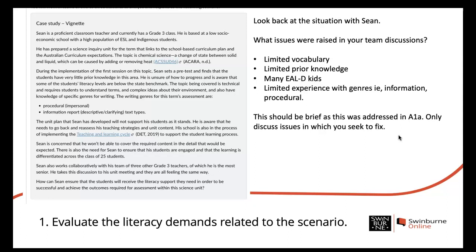So we wouldn't want to use 2.5 minutes of a 3-minute presentation talking about this point 1, your literacy demands related to the scenario. Let's make it the shortest part of the two elements we have to cover. Let's make this the shorter part. Really just set the scene again. Tell us about Sean, tell us about the issues, to set the scene for part 2, which is where you're going to recommend some strategies.